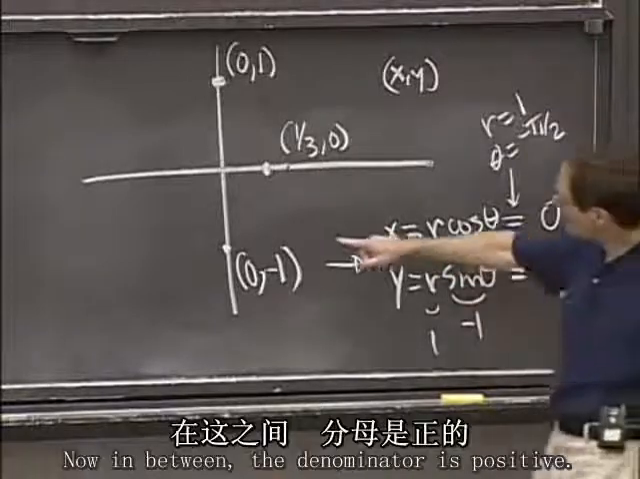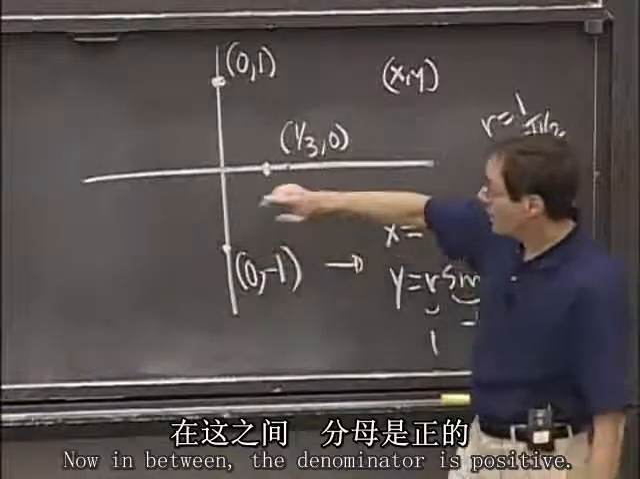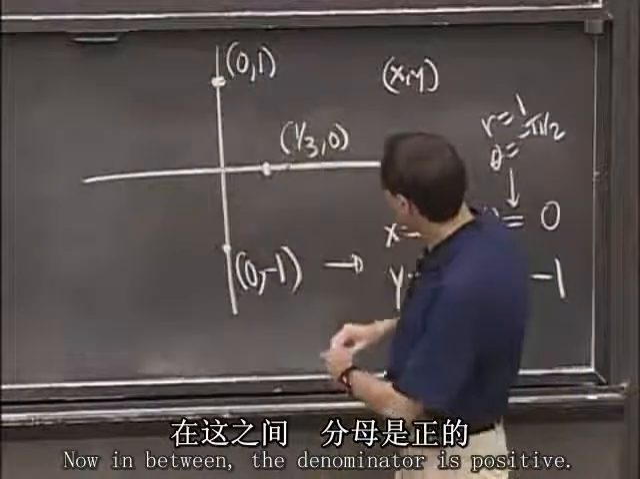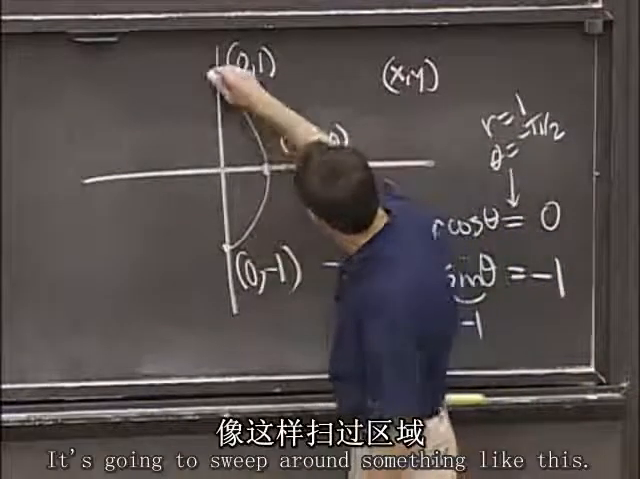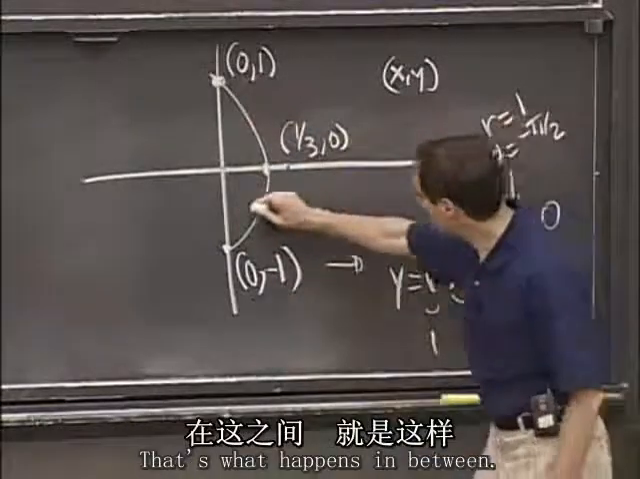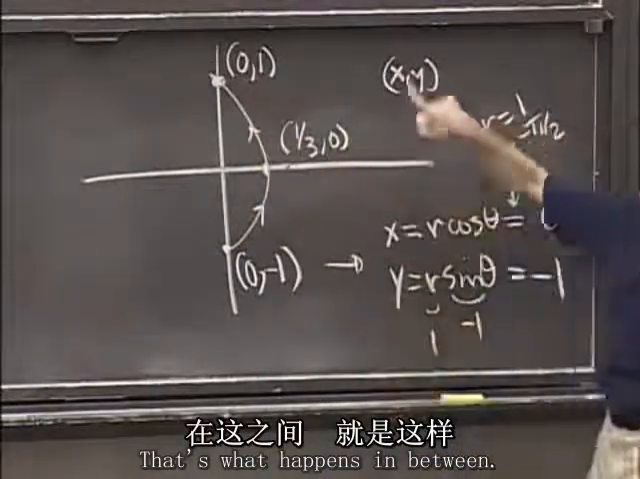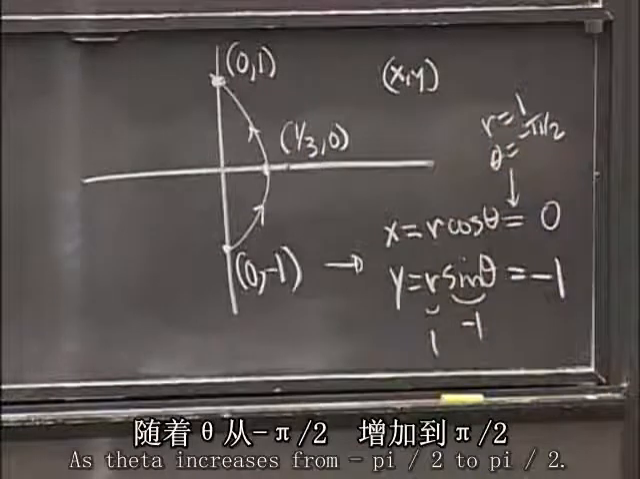Now in between, the denominator is positive, and it's something in between. It's going to sweep around something like this. That's what happens in between as theta increases from minus pi over 2 to pi over 2.